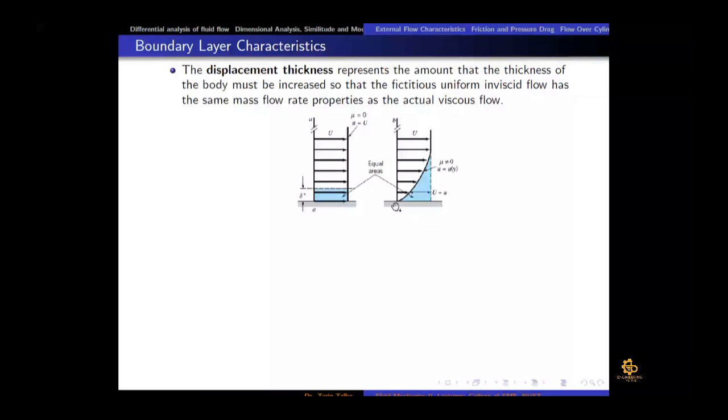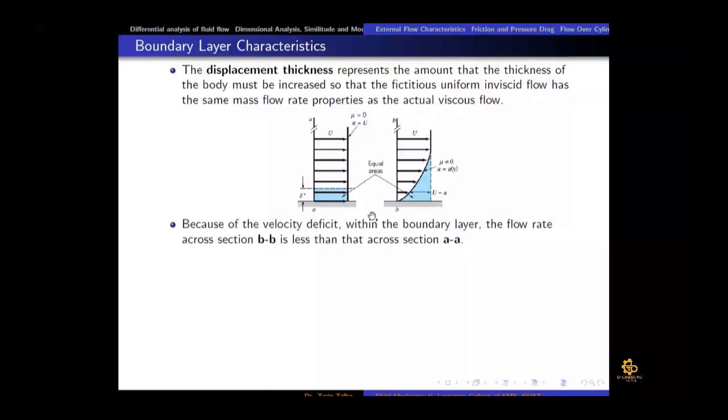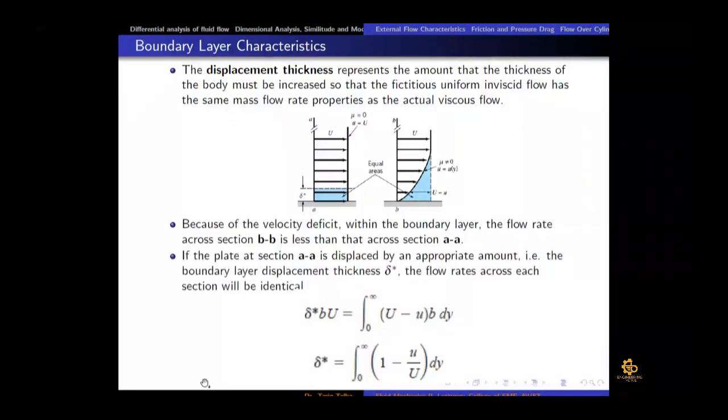So as I explained on the whiteboard, because of the velocity deficit within the boundary layer, the velocity deficit is this shaded region. The flow rate across section BB would be less than the flow rate across section A. A is this section for the inviscid flow, and that's why we need to increase the thickness of the flat plate so that this distance is less. Now we need to see what the value of delta star, the displacement thickness, is, so that we can equate the mass flow rate from this point to this and from this to here.